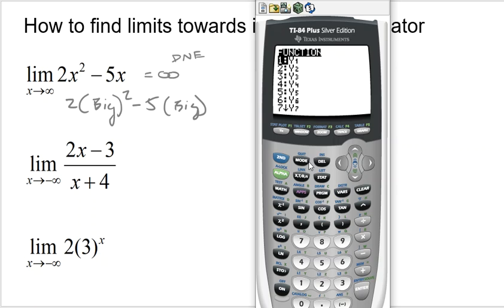Oh, I typed in, did I do negative? Yeah, I did negative. Sorry. For a second there, I thought I didn't do negative. I thought I was going to the right. We definitely want to look to the left.